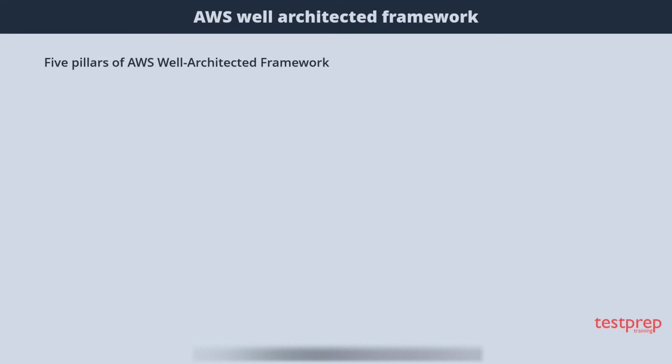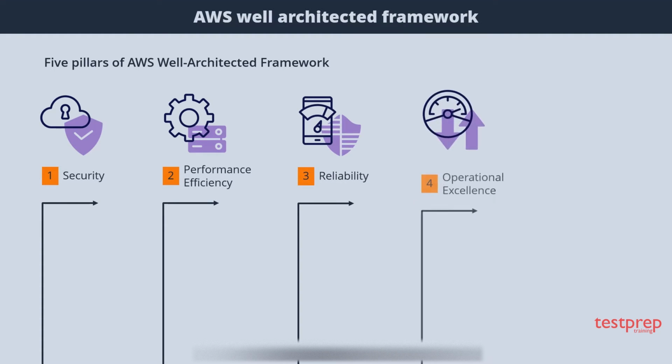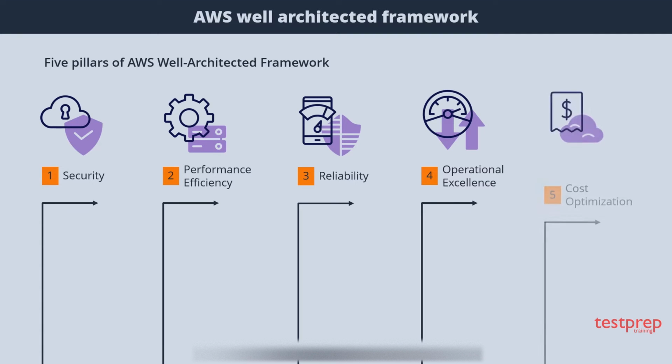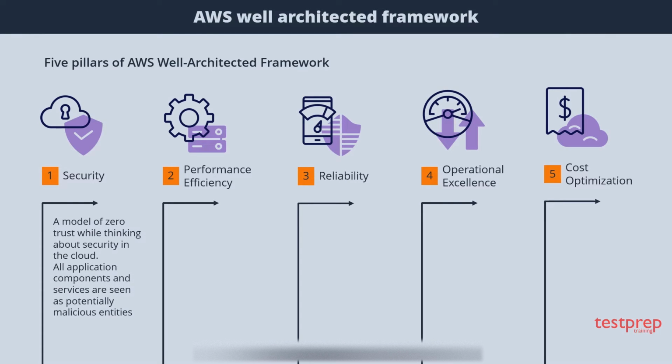Before we dive into AWS further, and learn more about its services, it is important to learn about the ideal way of building cloud solutions. AWS has developed an ideal framework to build cloud applications, which is called the 5 Pillars of the AWS Well-Architected Framework. The 5 pillars consist of the following areas. 1. Security. 2. Performance efficiency. 3. Reliability. 4. Operational excellence. And 5. Cost optimization.